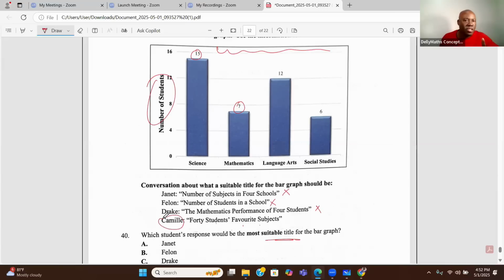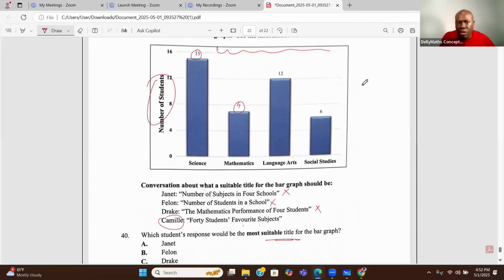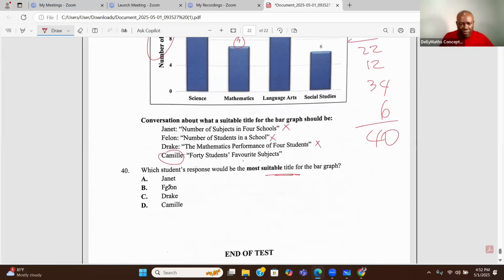40 students' favorite subject. 15 said my favorite subject is science. 7 said my favorite subject is maths. 12 said my favorite subject is language arts. And 6 said my favorite subject is social studies. So you want to add up the numbers to confirm. 15 plus 7, that's 22, plus 12, that's 34, plus 6, that's 40. So Camille really nailed it. It's 40 of them.